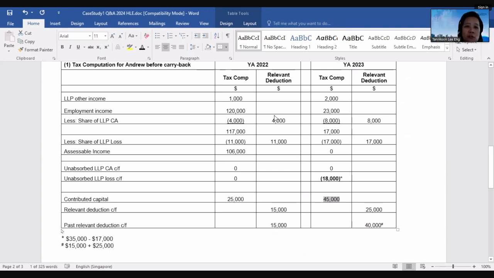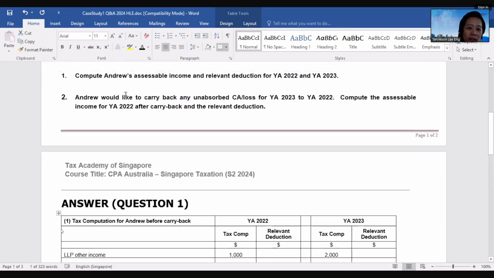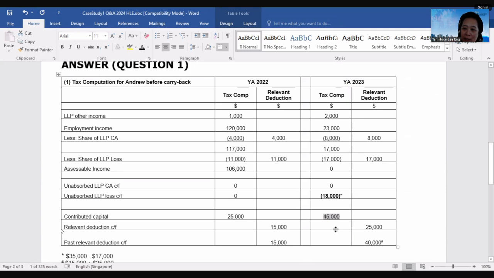Now we see the next question, part 2 of the question. Andrew would like to carry back any unabsorbed CA loss for YA2023 to YA2022. Compute the accessible income for YA2022 after the carryback and the relevant deduction. What it means is that Andrew sees that he has this 18,000 carry forward. It can carry forward and it can carry back. Then he sees he has accessible income of 106. He wants to use this 18,000 to offset against this 106. Can or not?